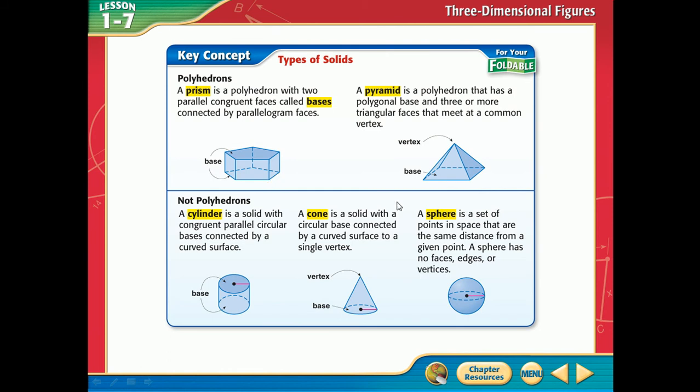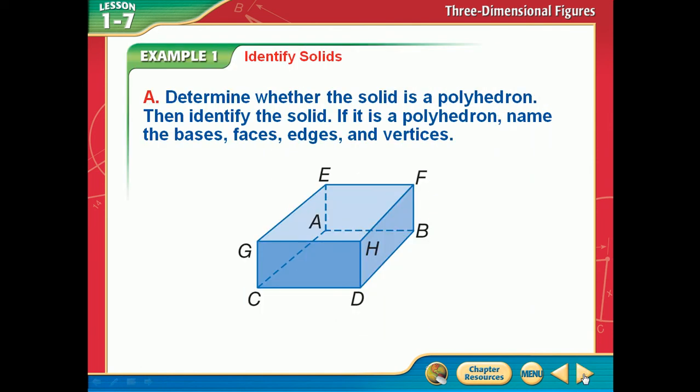Okay. All right, let's move on and let's do a little practice, see if we remember any of this stuff. Look at it. It says determine whether the solid is a polyhedron. So is it a polyhedron? Yeah, all flat surfaces. It's solid, right? And all flat surfaces. So yeah, it's a polyhedron. It's also regular. Okay, identify the solid. What kind of solid is it?